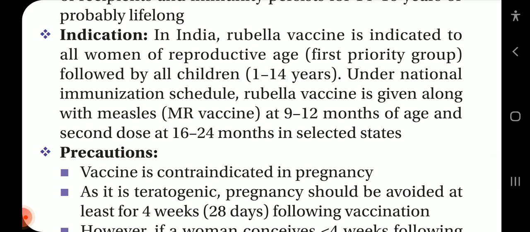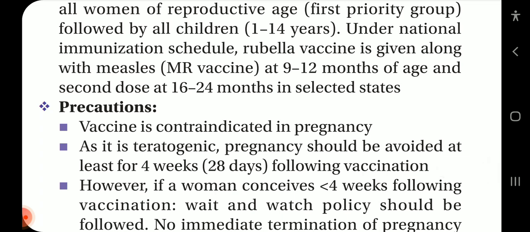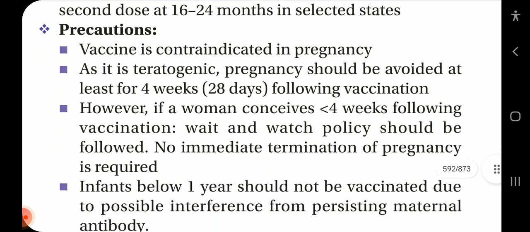Indication: in India, rubella vaccine is indicated for all women of reproductive age group, the first priority group, followed by all children 1 to 14 years under the national immunization schedule. Rubella vaccine is given along with measles as MR vaccine at 9 to 12 months of age and a second dose at 16 to 24 months in selected states.